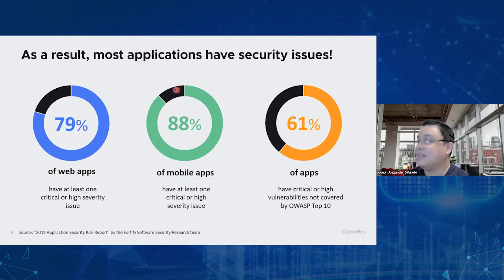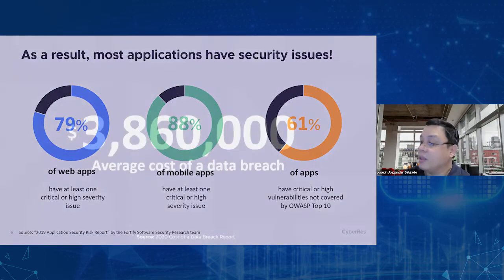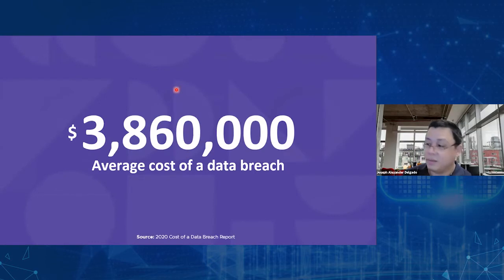And then 61% of applications, regardless of whether it's a web application, a mobile application, or a client-server application, have critical or high vulnerabilities that are not covered by the OWASP Top 10 list. So this is very, very important. And that's the reason why I can tell you that Fortify is one of our top selling products, because of this particular scenario. The average cost of a data breach, in the data breach report for the year 2020, is roughly $3.8 million. We don't really see it as such, but this is based on what a faulty or unsecure app might do to a company, right? So that's basically what the average cost of a data breach is.